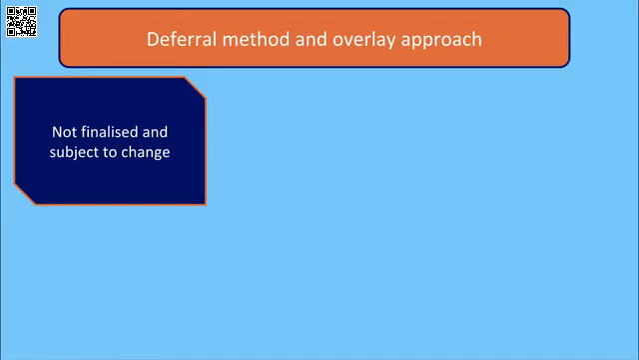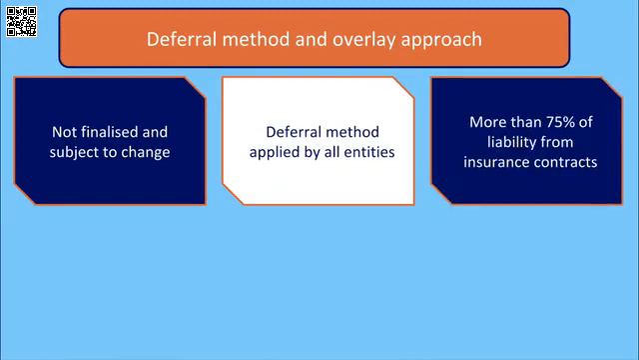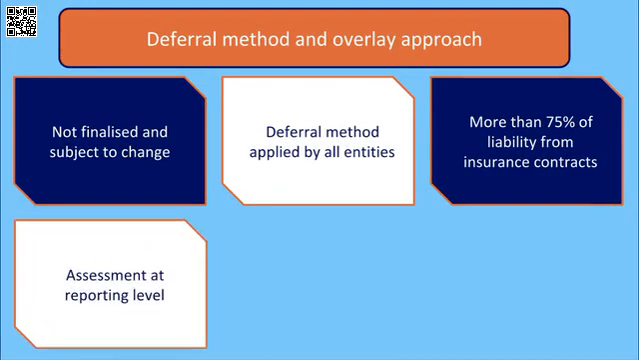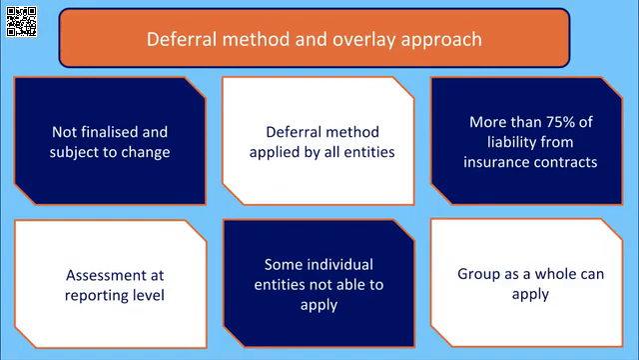As it stands, the deferral method could not be applied by all entities. It could be applied by those entities whose predominant activity is the issuance of insurance contracts. This would be determined by ensuring that more than 75% of the liability of the entity arose from insurance contracts rather than other activities. This assessment would take place at the reporting level, meaning that some individual entities within the group may not be able to apply the deferral method, but the group as a whole could.